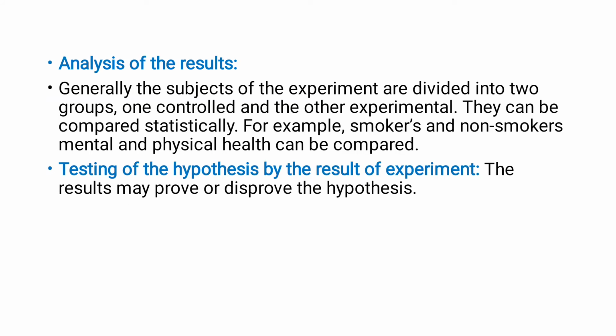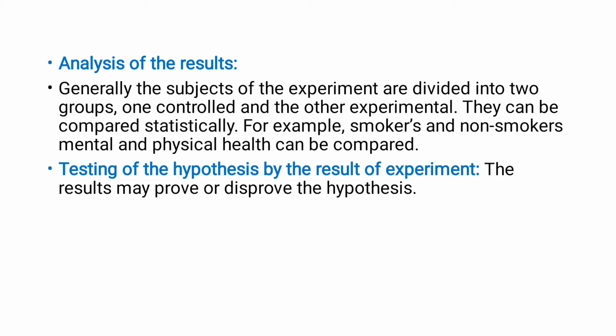Next, you have collected everything, so you are analyzing the results. Generally, for the subjects of the experiment, you have two groups. One group is the experimental group. The other group is the control group. So they can be compared statistically. For example, in one group you have smokers and in another group you have non-smokers. For example, 50 subjects are smokers and 50 subjects are non-smokers. So you can compare what health problems smokers have with regard to physical and mental health, and what non-smokers have with regard to physical and mental health.